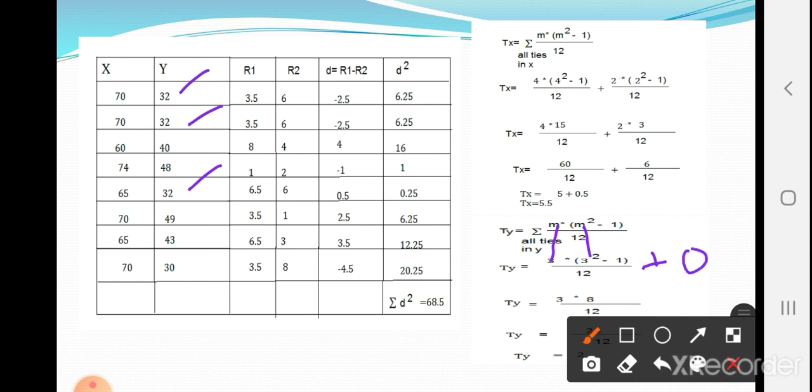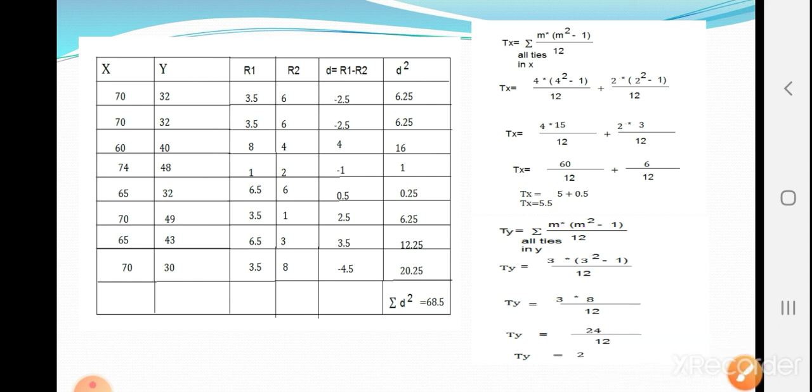So plus 0. Now 3 square, that is 9. 9 minus 1, that is 8. So 3 into 8, that is 24. 24 divided by 12, that is 2. So Ty value is 2.